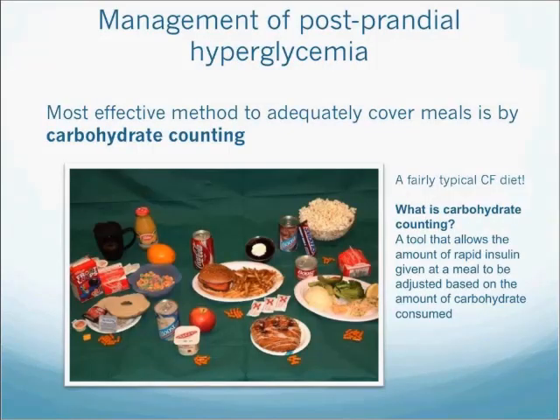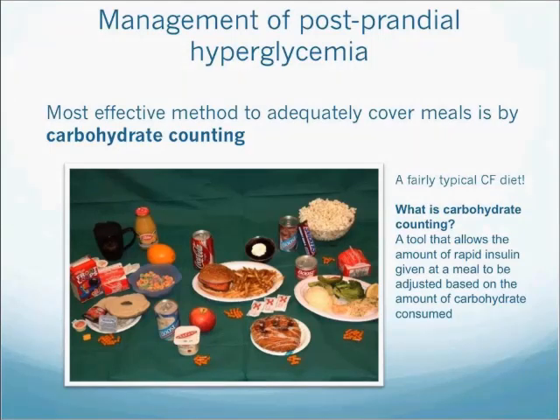And so this is just a picture of what a typical CF diet can look like. It's a lot of food, and we want to be able to give our patients flexibility to eat a variety of different kinds of carbohydrates and different amounts of carbohydrates. So carb counting is really the best tool that allows our patients to use rapid insulin to adjust the amount of insulin they take based on the carbs they're consuming.